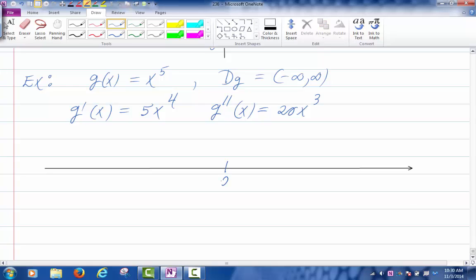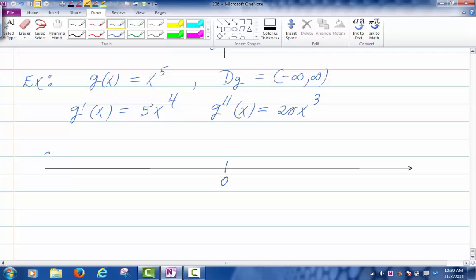Yeah, when x is 0, the first derivative is 0, and the first derivative is defined everywhere. The second derivative, same case, right? The second derivative is 0 exactly when x is 0. Otherwise, the second derivative is defined. So I get only one critical point. And then what I do is come up with the sign of the derivative.